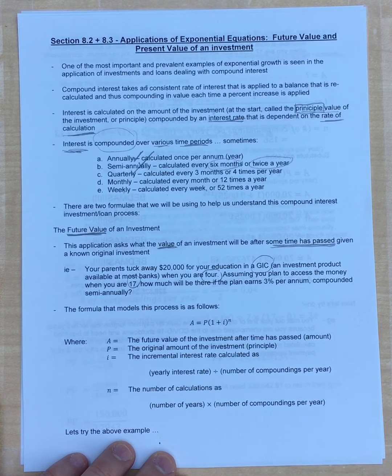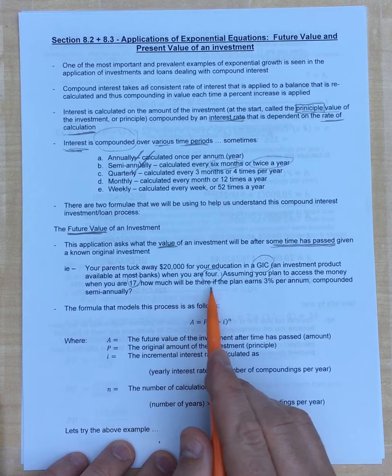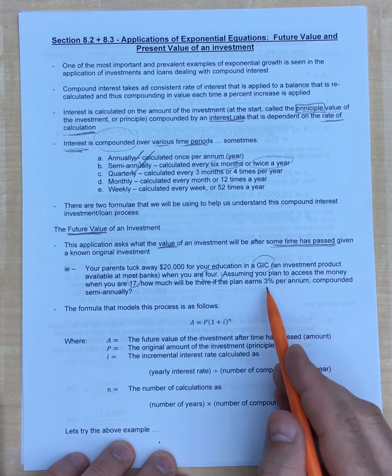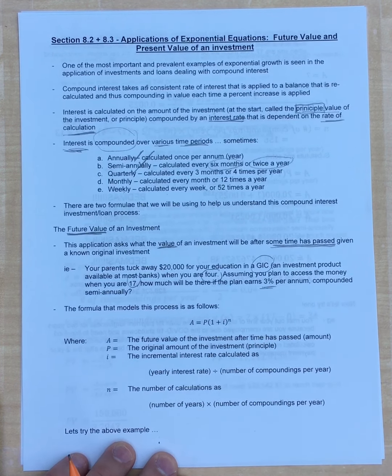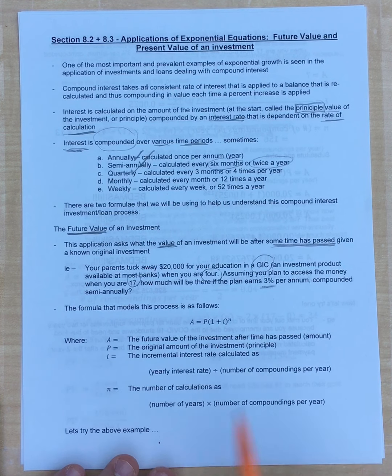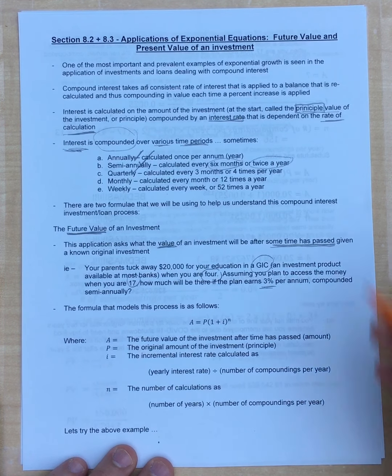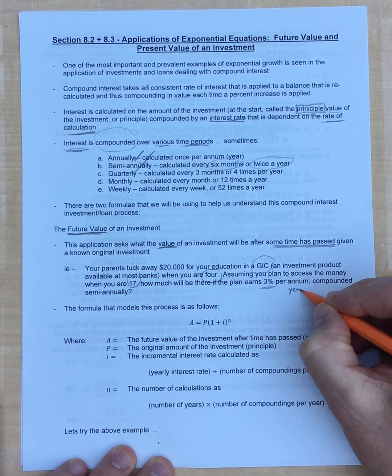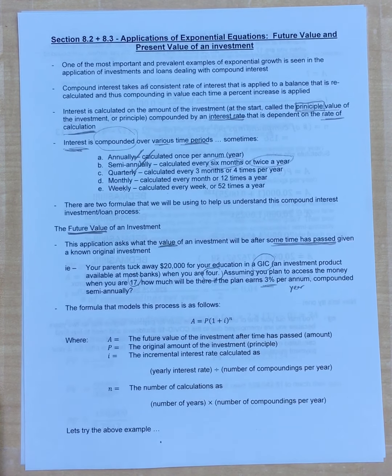The formula that models this, how much will there be in the plan at the end, when you're ready for university, if you make 3%, in this case I say 3% per annum, which means per year, but 3% is just going to be quoted.